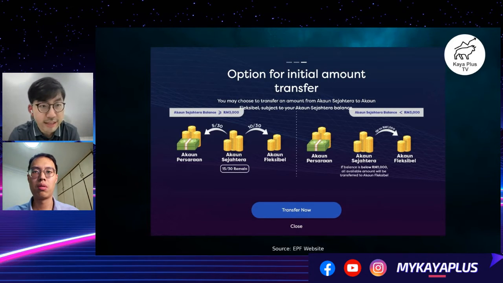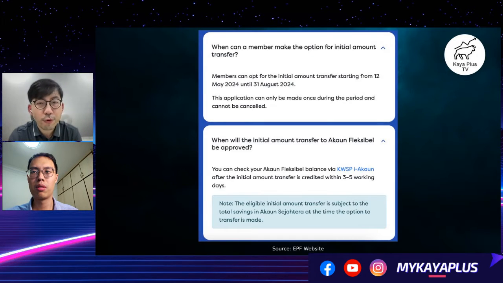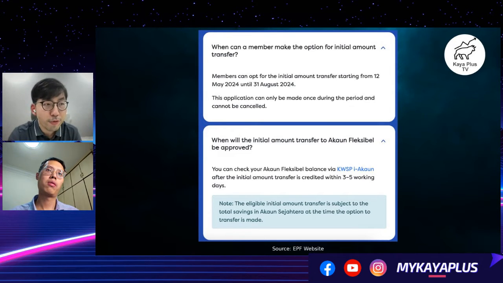You can choose not to do anything, then everything will just remain, right? So then you have a lot of questions. What can you do? What should you do right now? Is there any deadline? Technically, if you want to move the money from account two to account flexible, which is your account three, you can already do it. Log into the i-Akaun portal, and you will be able to do it until 31st August 2024. Please be reminded this is a one-time activity, and you cannot reverse your decision. So once you have chosen to transfer it out, that's it lah. And of course, it will take some 3 to 5 days for them to process it.